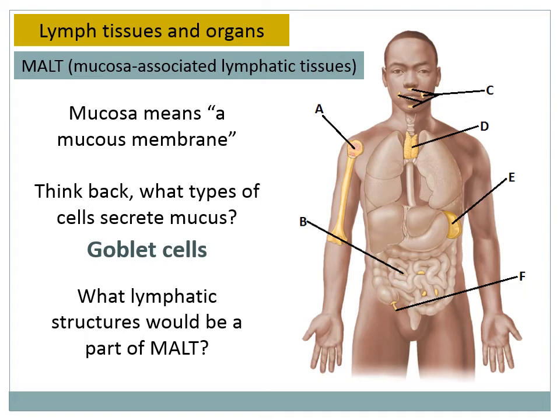Lymphatic structures that are a part of MALT: we have our tonsils, our Peyer's patches, and our appendix. Your tonsils are right near your mouth, so your mouth is going to contain quite a few tonsils in that general region. Peyer's patches are hanging out in your small intestine, and your appendix is in your large intestine.